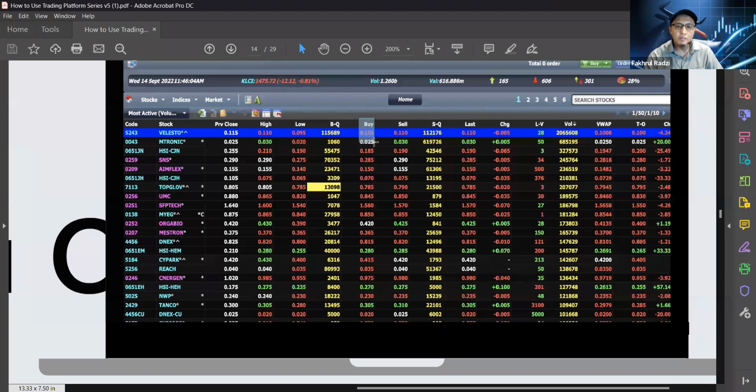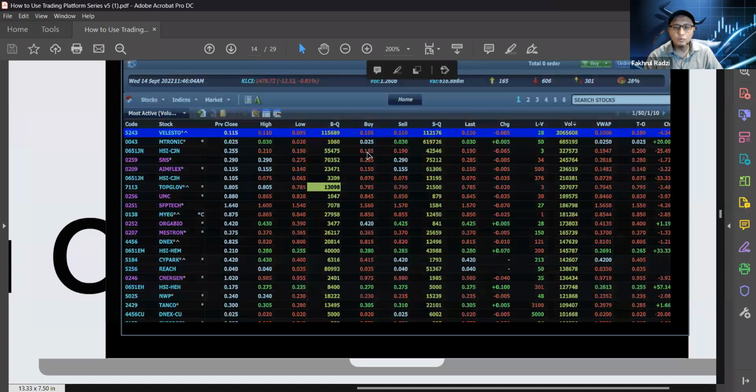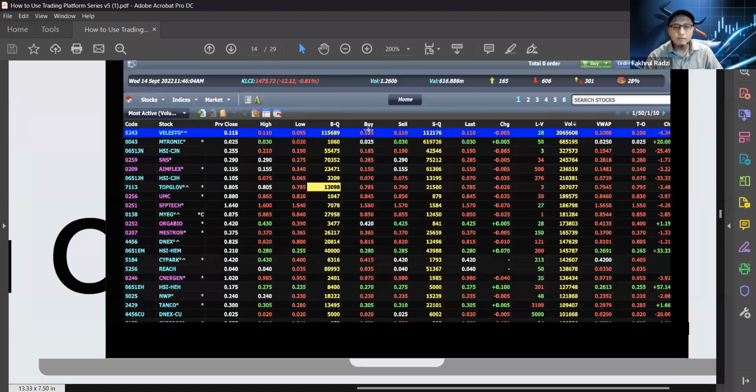There is also a buyer price and a seller price. Beside the buyer price, there is a buy queue, representing the lots volume at that price. For example, the buyer currently for Valesto is at 10 and a half cent. There is already a buyer queuing to buy, with how many lots?